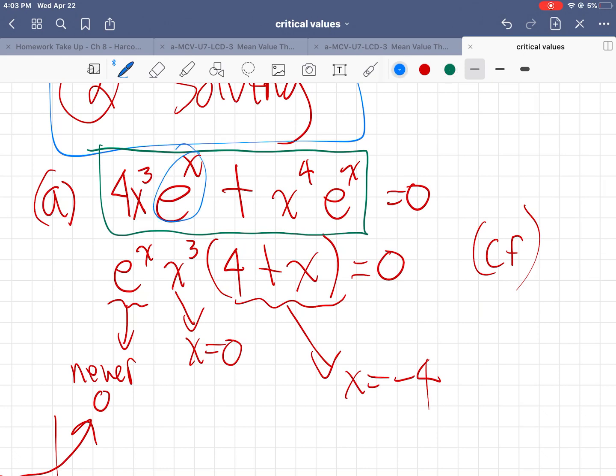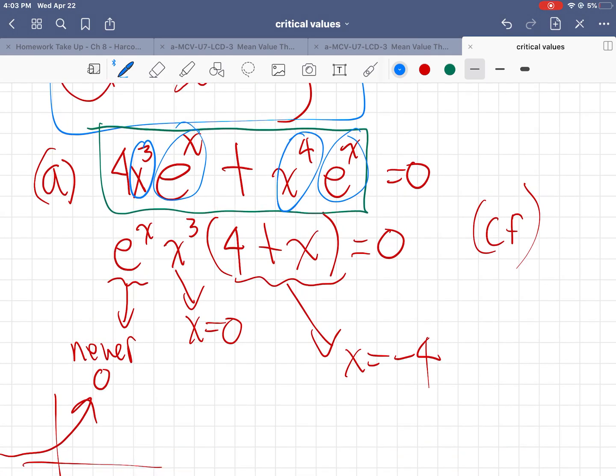e to the x is definitely a common factor. And also x cubed, x to the fourth, so the greatest common factor is x cubed. Okay, so e to the x comes out. That gets rid of that and that. x cubed comes out. That gets rid of that in 3 of those 4. So I'm left with e to the x, x cubed times (4 plus x) equals 0.